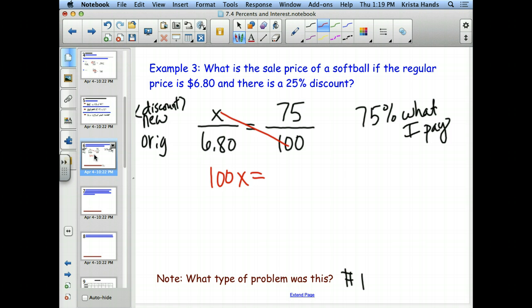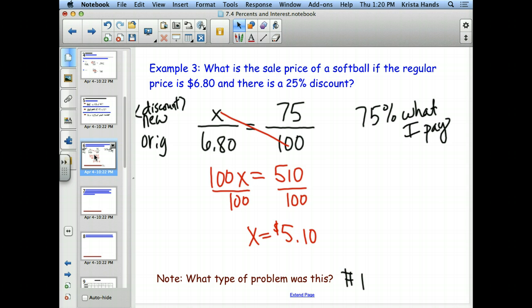We're going to multiply 6.8 times 75. And what are we going to get? What is it? 510. Then what? Divide by 100. And what am I going to get? 5.10. And it's always good to make sure that that's a reasonable amount. If we'd gotten 10.10, this would be a problem, because I'd be telling you that the sale price was more than the original price.